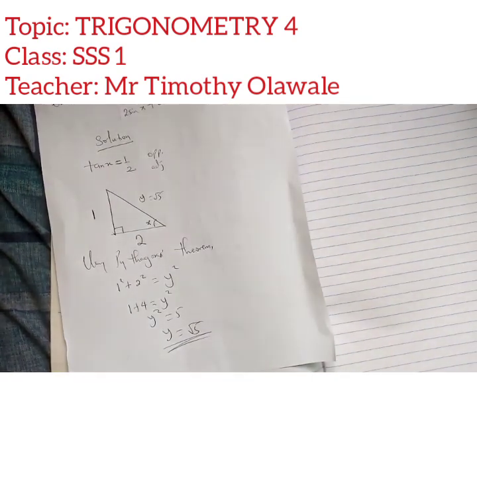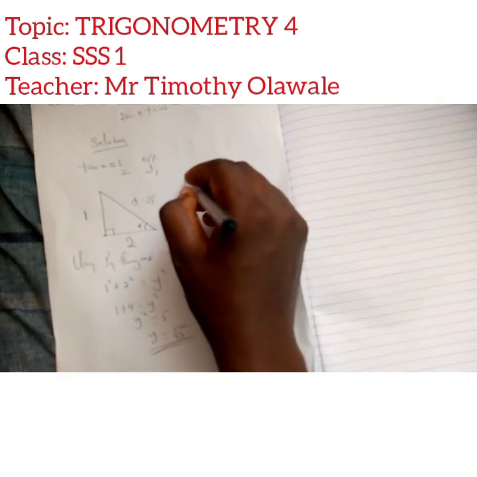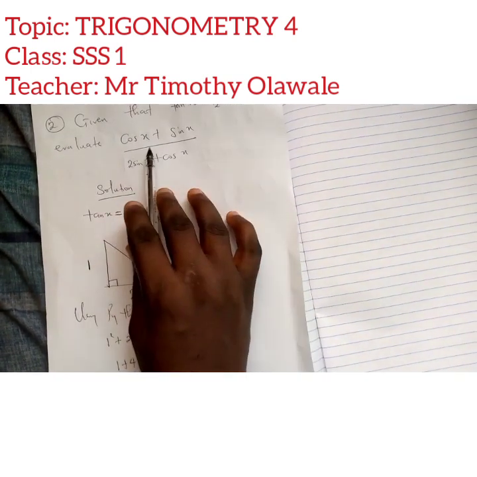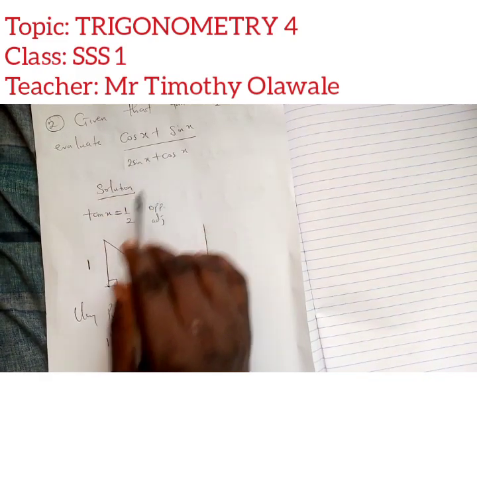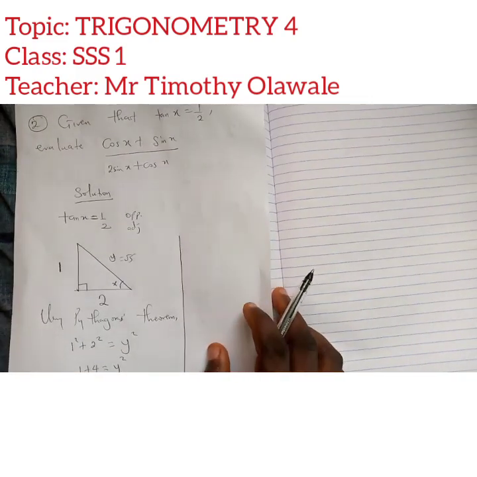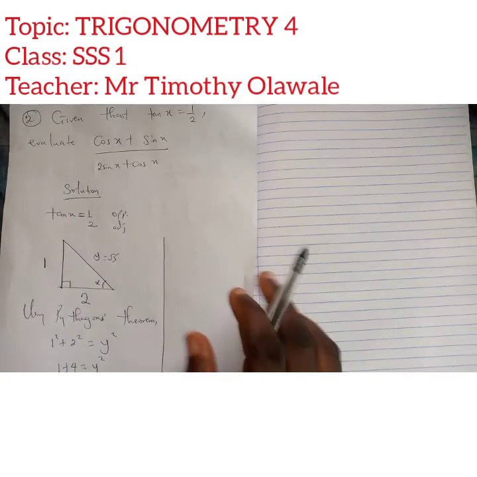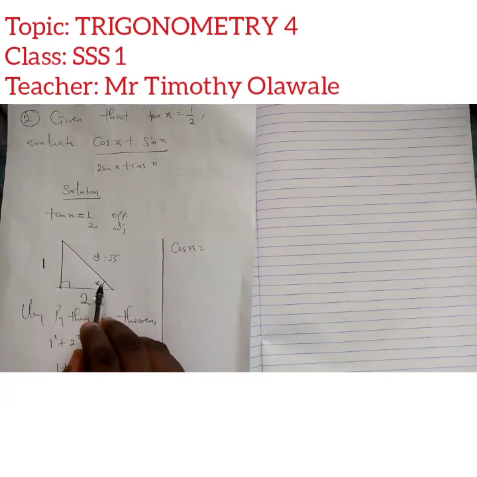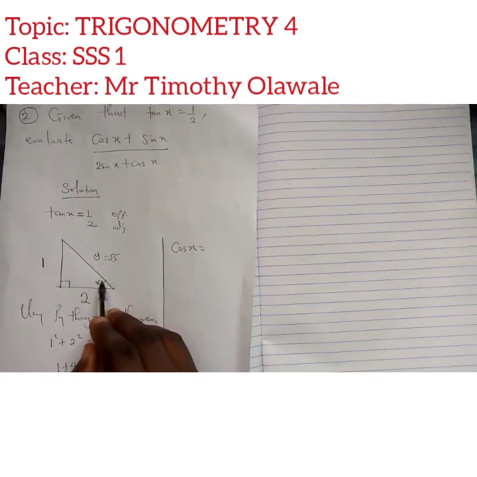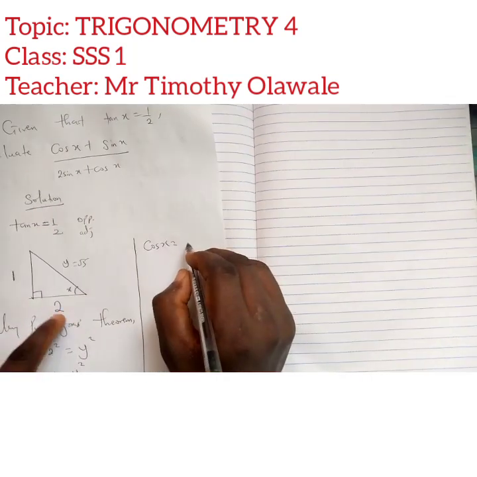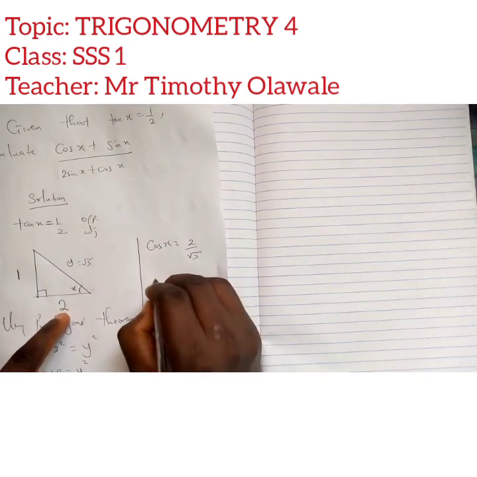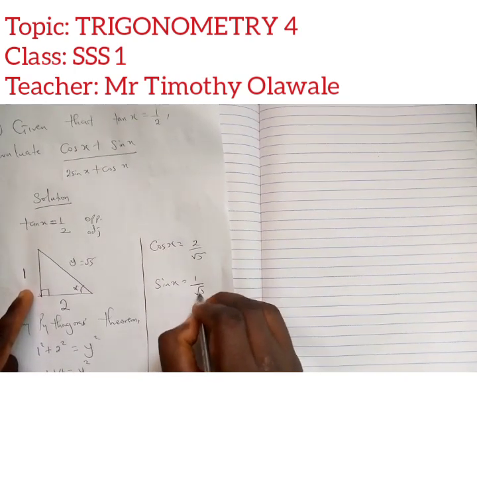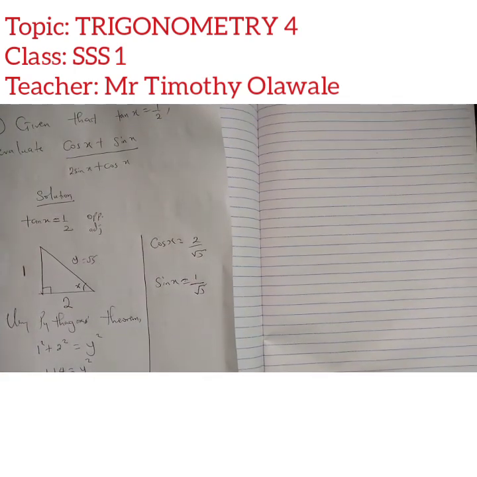But that's not the answer, because the question says we should look for cos x. Remember the question, cos x plus sin x over 2 sin x plus cos x. All right, so please pay attention to this. What is our cos x? Our cos x is adjacent over hypotenuse. So that will be 2 over root 5. Then our sin x will be opposite over hypotenuse, which is 1 over root 5. So we know cos x, we know sin x.